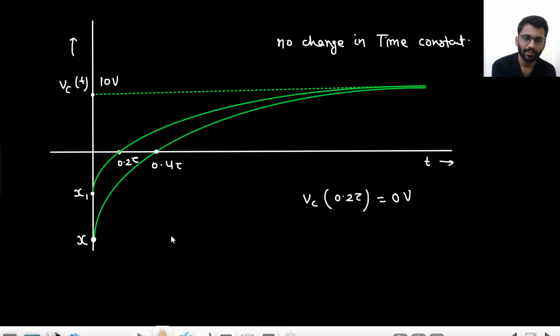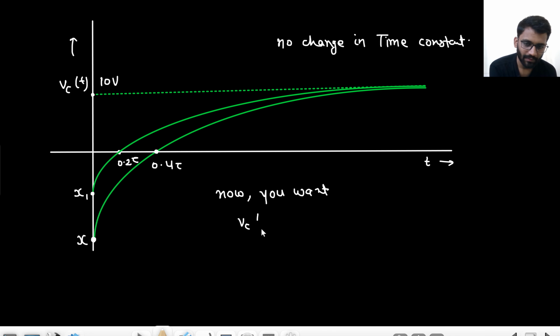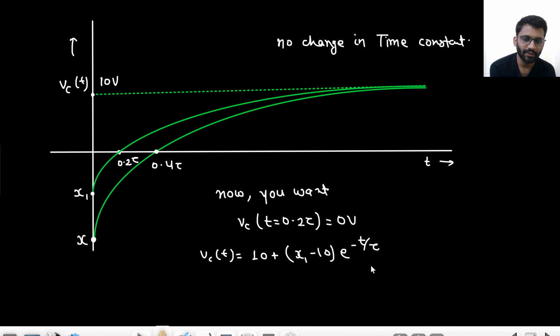Now what do you want? Now you want VC at t equals 0.2 to go down to 0 volt, right? That means, what will be the expression of VC(t)? It will change. 10 is the steady state value, so 10 plus (x1 minus 10) e to the power minus t upon 2. You want it at 0.2, so 0 equals 10 plus (x1 minus 10) e to the power minus 0.2, right?